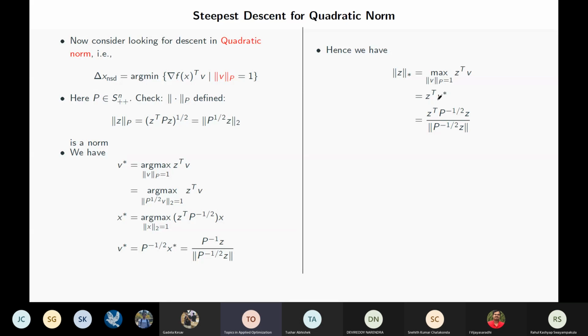Maximum of Z transpose V. We also know that maximum of Z transpose V will be the dual norm. That's how the dual norm is defined, right? So Z star is this, but then maximum of this we have seen before. This will be given by the V star that is known to us. So V star I substitute here, and this is the V star, and Z transpose is here, and V star is this guy. So that's what we have substituted.